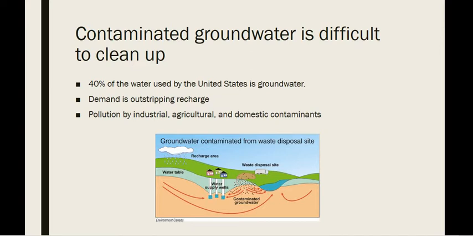In a lot of places, when they flush their toilet, it doesn't go into the wastewater system that goes to the municipal wastewater treatment plant. It goes into a septic tank or a cistern, which are underground storage units for our waste products. Those things leak, and then all of the contaminants from your wastewater go into the groundwater.